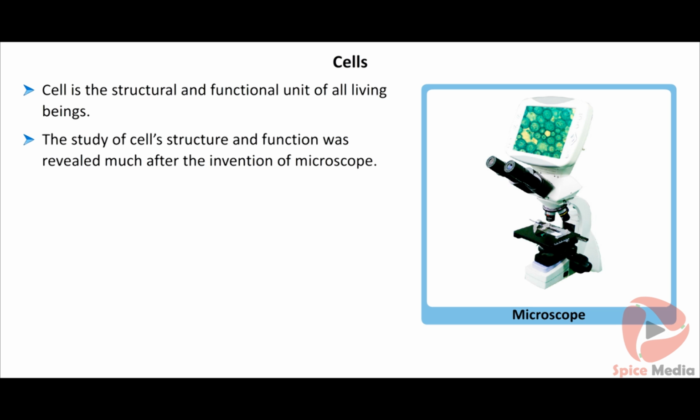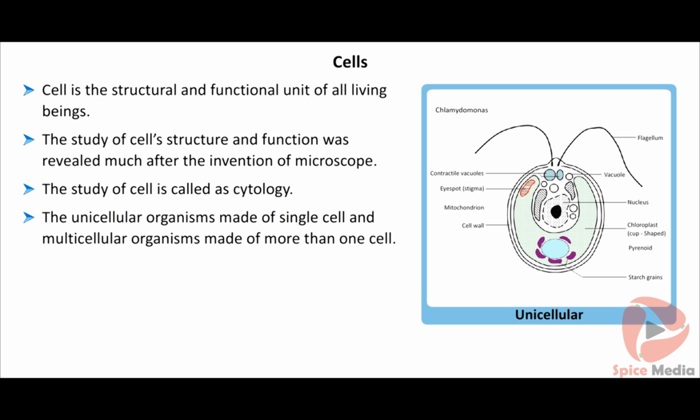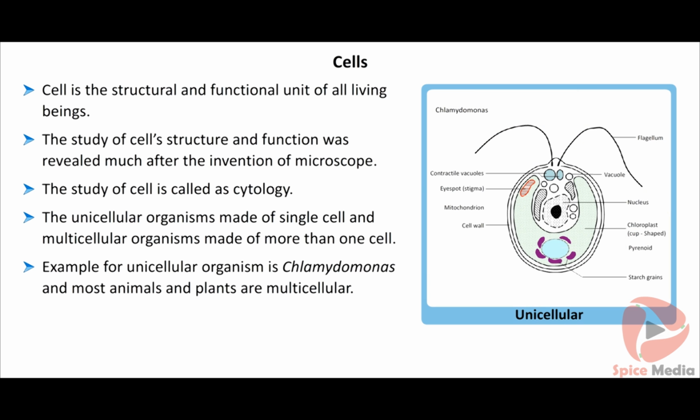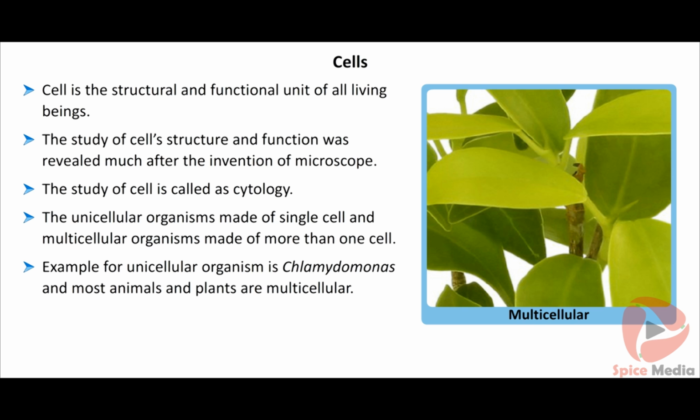The invention of microscope has opened the door for the detailed study of cell structure and function. The study of cell is called cytology or cell biology. There are organisms made up of single cells called unicellular organisms, and organisms made of more than one cell are called multicellular organisms. Chlamydomonas and yeast and all prokaryotes are good examples for unicellular organisms, and most of the plant and animals possess multicellular body.